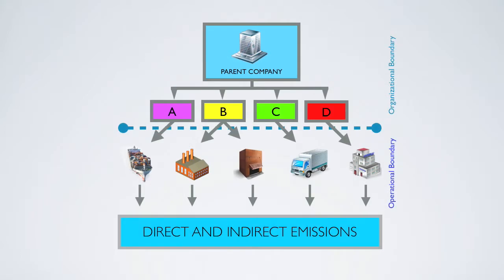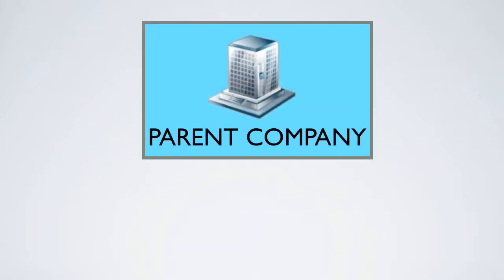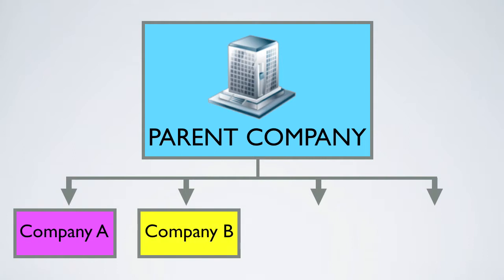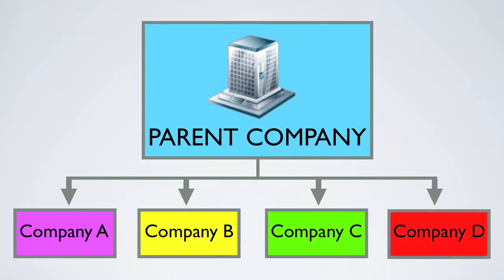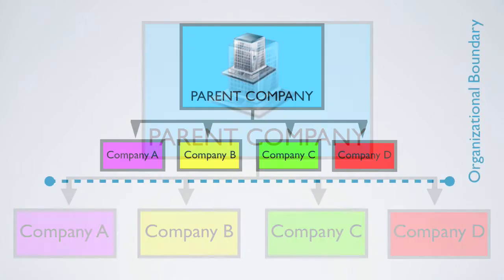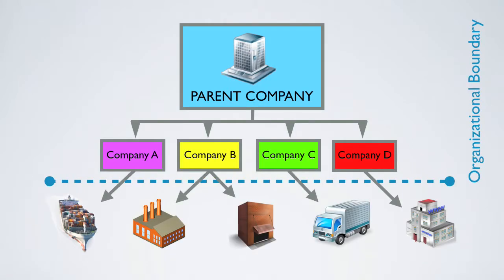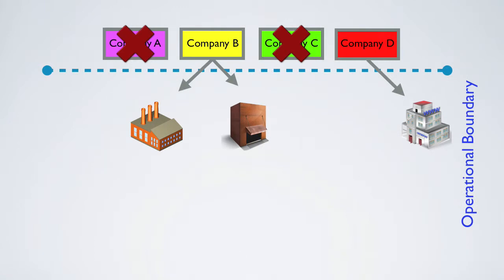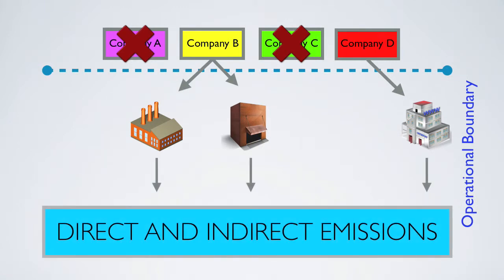This diagram shows the relationship between the two types of boundaries. In this example, the parent company has 4 business operations, labeled Company A, B, C, and D. The organizational boundary established will determine which of these business units are included in the company's inventory. Then, the operational boundary will determine which emissions will be included in the inventory based on the ownership or control over the emissions sources within those business units.